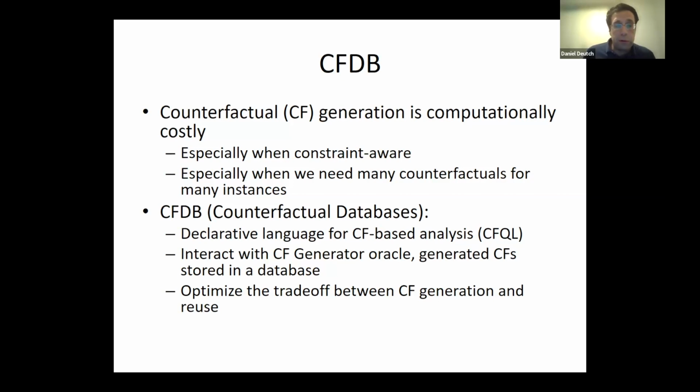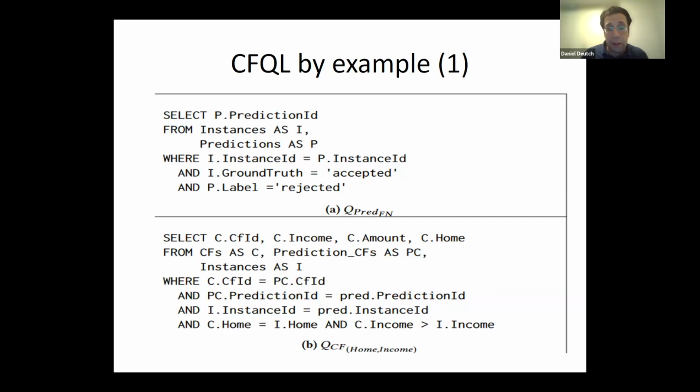So we have developed a system called the CFDB, which includes a declarative language for CF-based analysis. It allows us to interact with a CF generator oracle, so any one of the 100 algorithms that I have mentioned before, and optimize the trade-off between CF generation and reuse. Essentially, the idea is that if we already have in the database a counterfactual in the proximity of the instance we are interested in, we can avoid calling the counterfactual generator. And we can also anticipate this and reorder the calls to the generators so that we will have counterfactuals to reuse. So that's a simple example, and I'll wrap up with that of CFQL.